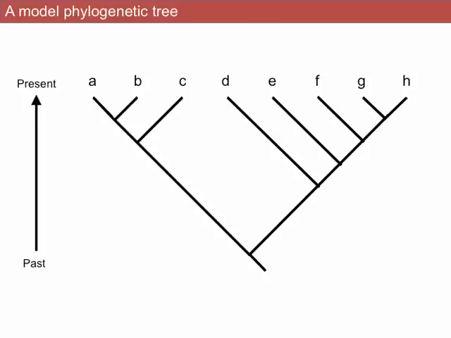In a tree like this, it's called a vertical tree. I've said this already before, but I'm going to go through it again. In a vertical tree, the time axis is the y-axis. So the elapsing of time goes from the bottom to the top, from the past to the present.